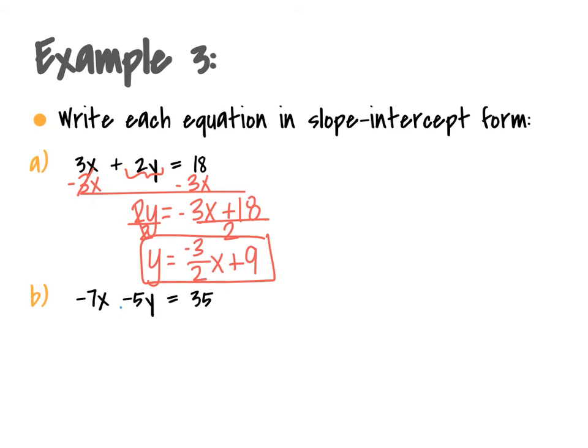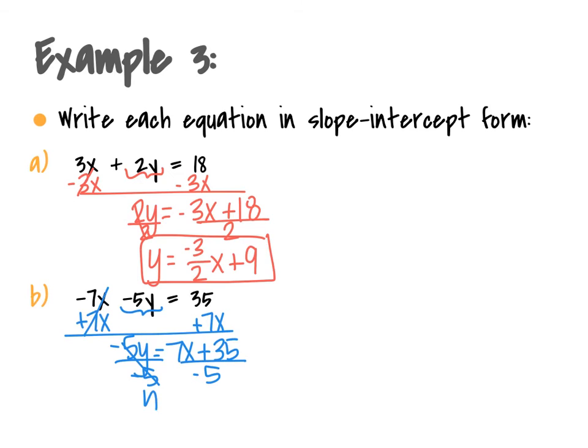B, you want to get the y term by itself, so you're going to add 7x. And you get negative 5y equals 7x plus 35. Divide both sides by negative 5. And you get y equals negative 7/5 x plus 7. Not plus 7, minus 7, because it's positive 35 divided by negative 5. So it needs to be minus 7.